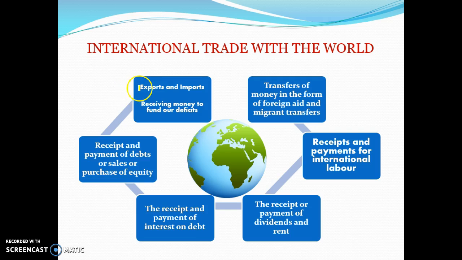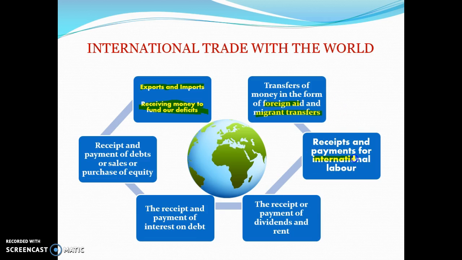So basically, this includes exports and imports, and receiving money to fund our deficit. So if the government borrows money, you need to know how to define where to classify that. Transfers of money in the form of foreign aid, and migrant transfers. Migrant transfers are when, if you're an immigrant working in Australia and you're sending money back home to your family, that is what we call a migrant transfer.